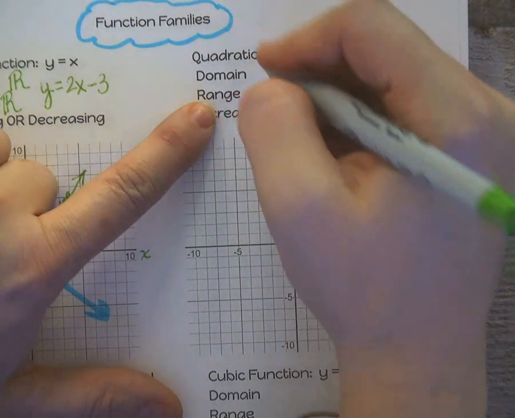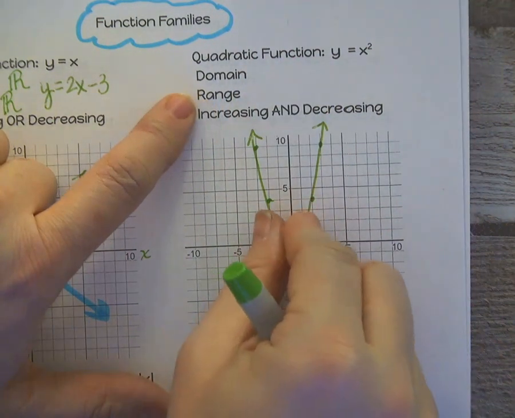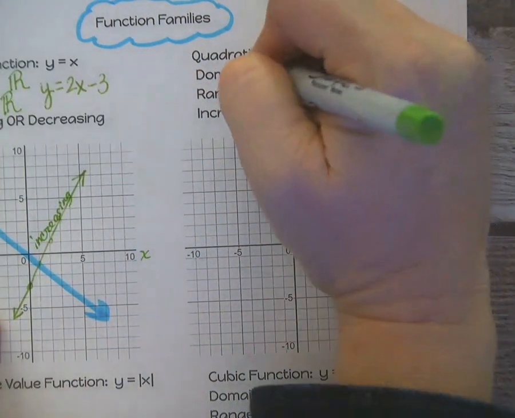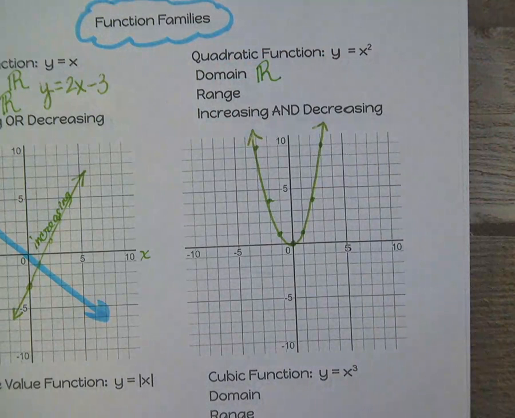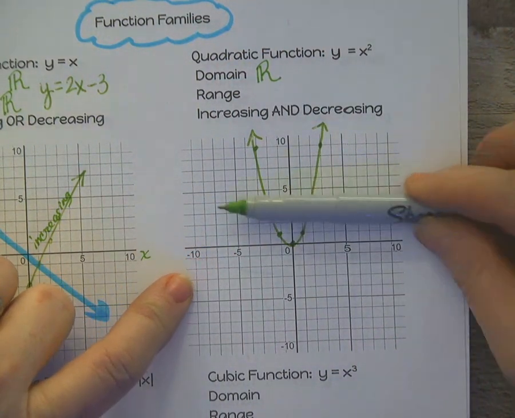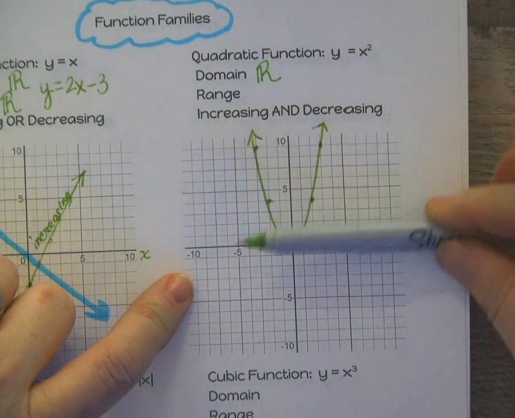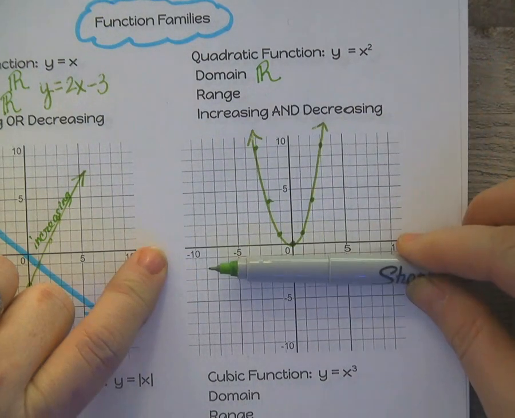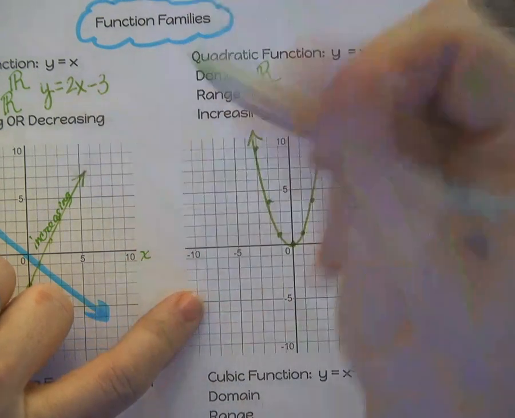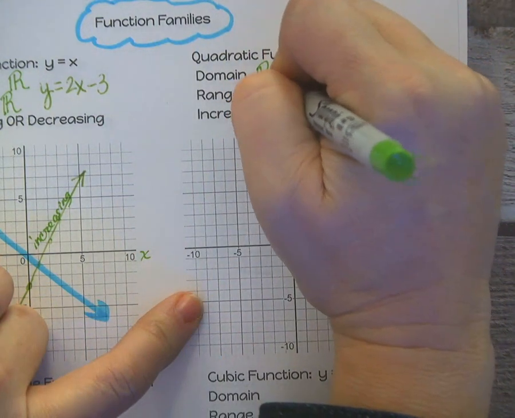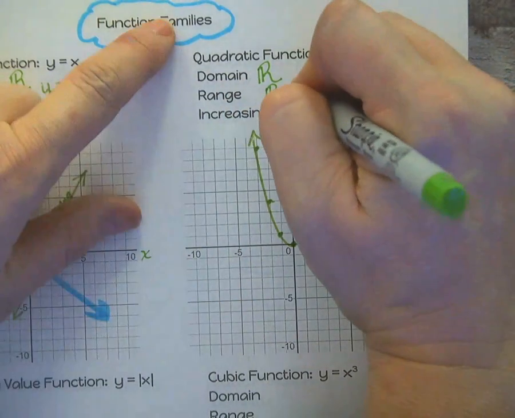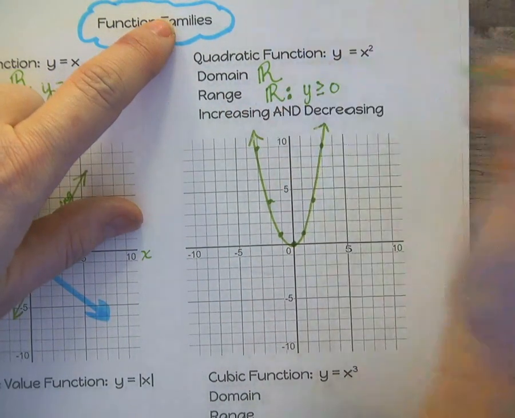In this case, the graph is going to continue to spread out forever in both directions, left or right, so the domain of a quadratic is all reals. But the range, the y values, only start being defined when we get up here to positive y values. Down here, when y is negative, the graph is never going to touch that. So our range is all real numbers such that, and we put a colon, meaning such that, y is greater than or equal to 0.